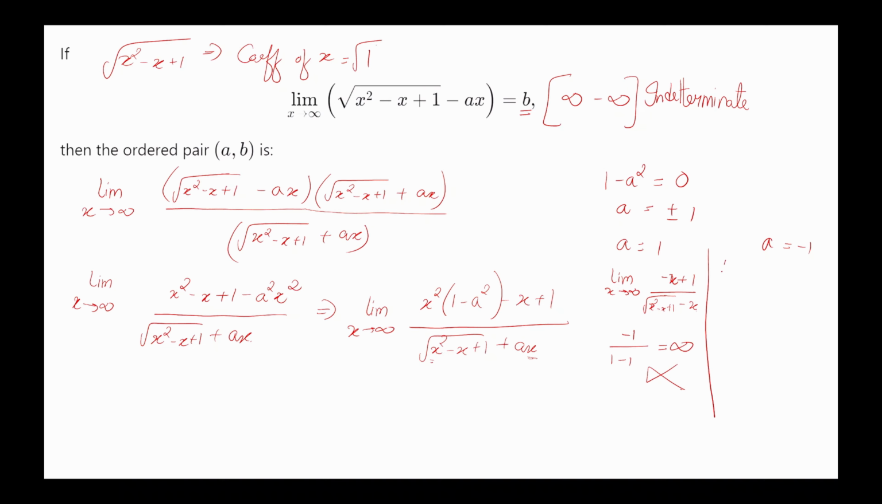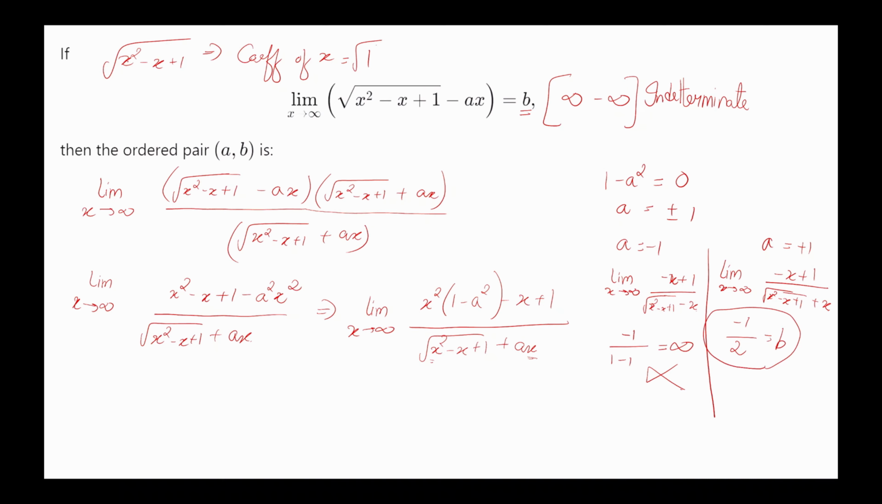So if I take a as minus 1, I would have limit x tending to infinity minus x plus 1 upon root under x square minus x plus 1 plus x. So from here I would have my answer as minus 1 by 2. So this is what I'm getting my value of b as. Sorry, this was minus 1 and this was plus 1. So this is my value of b. I hope you are understanding this.